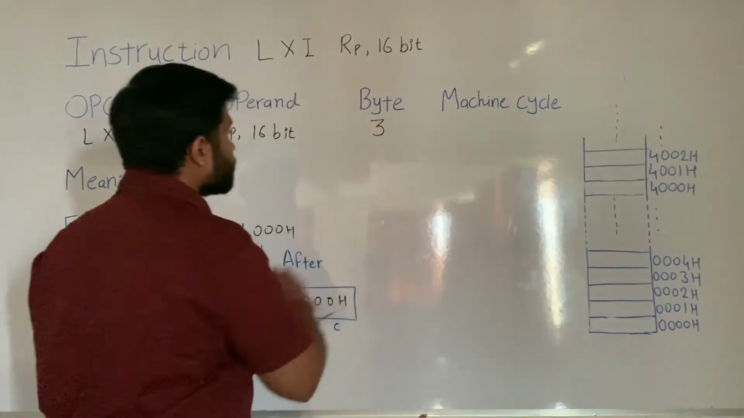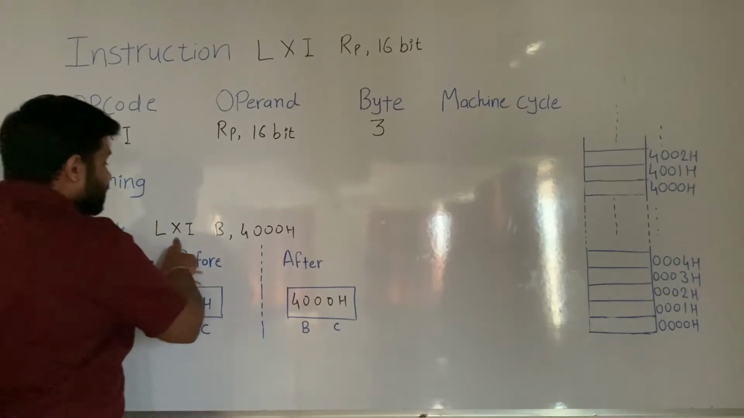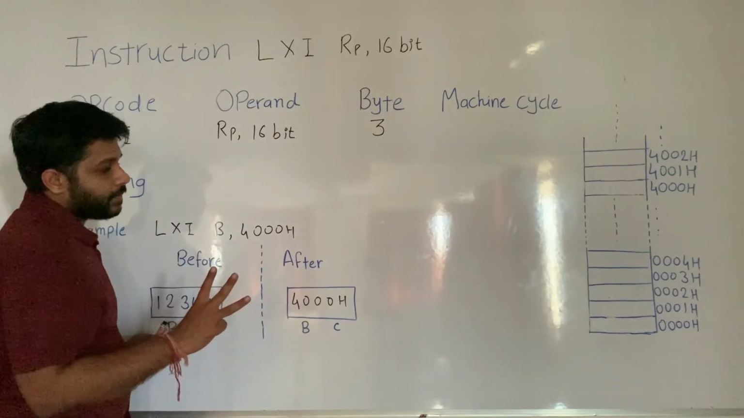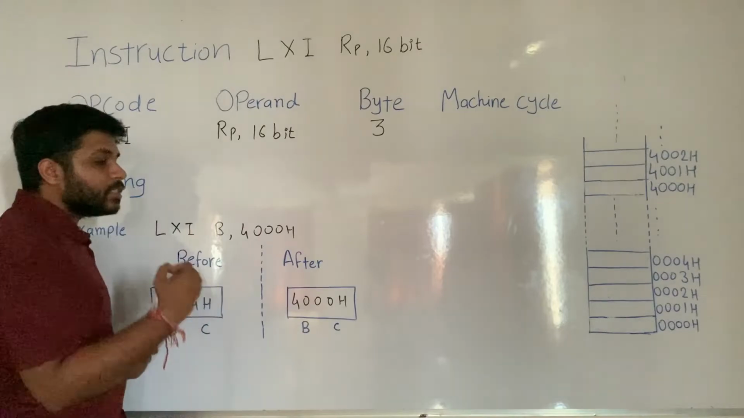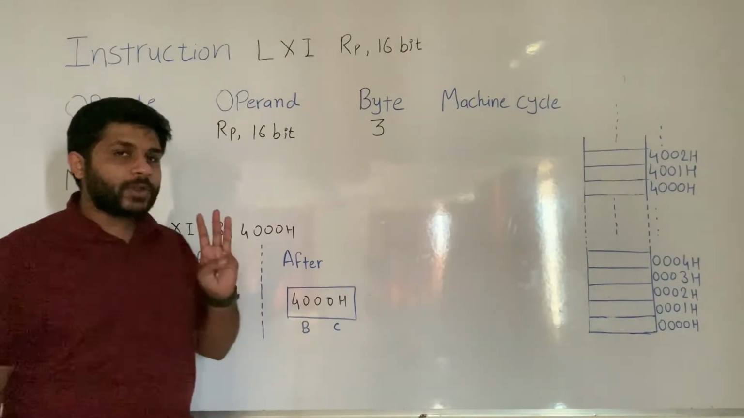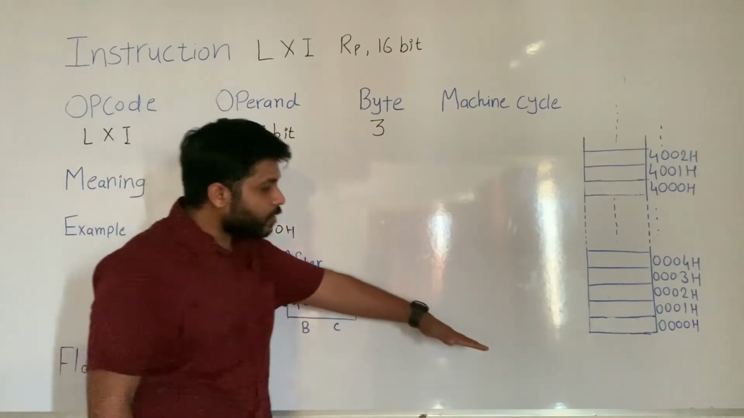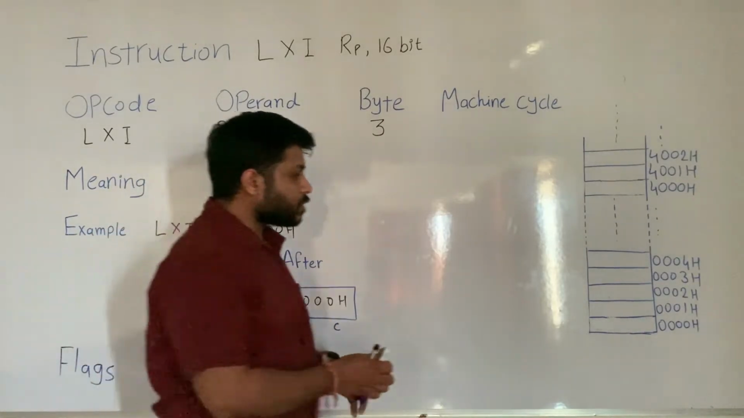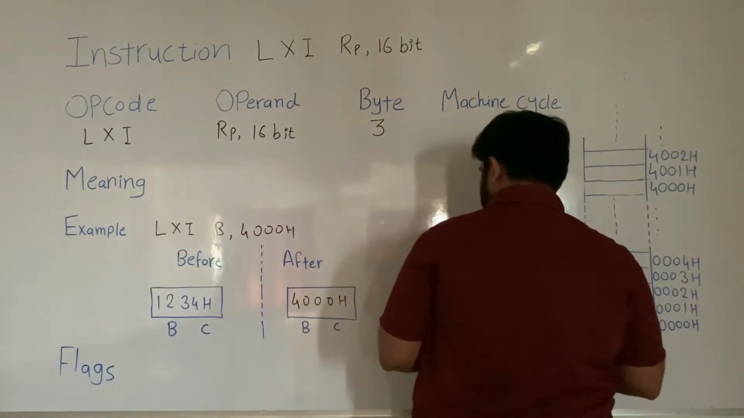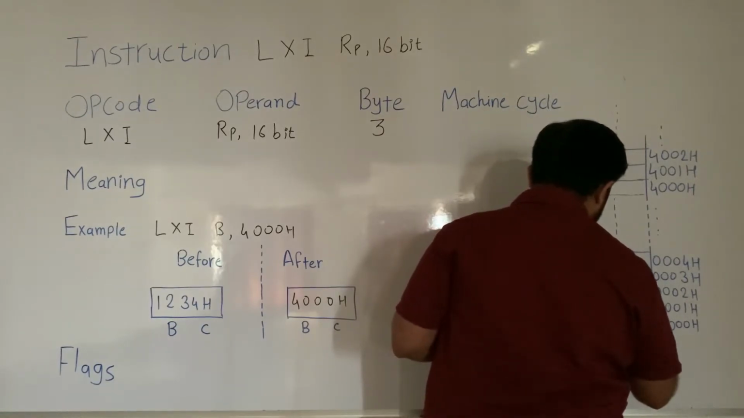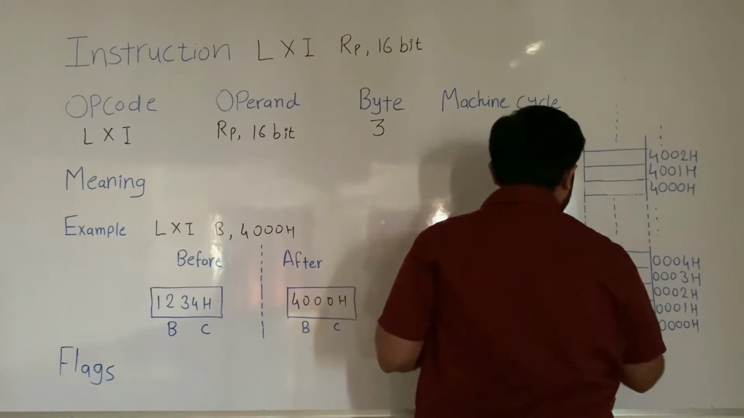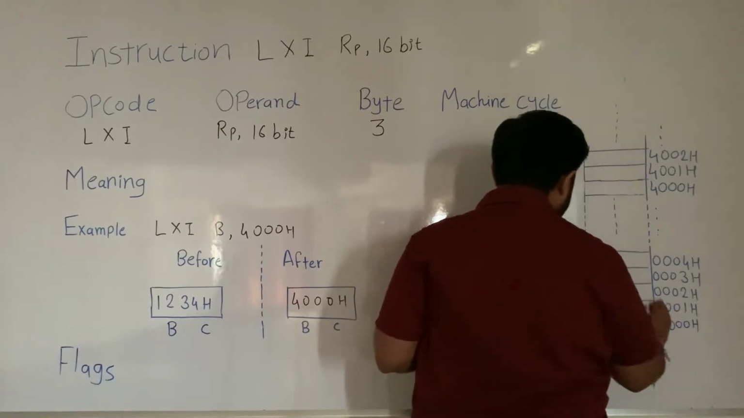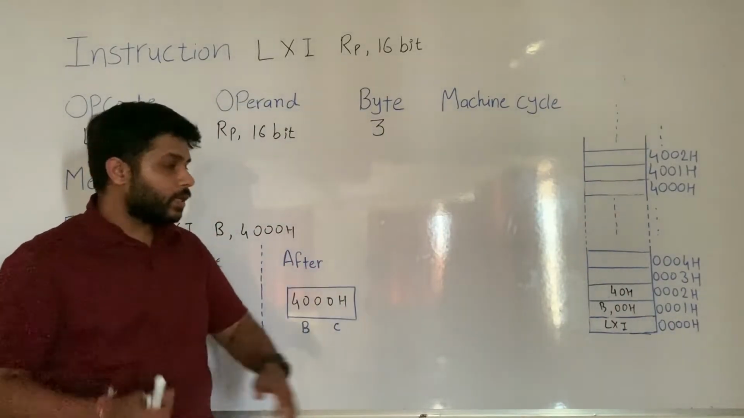Now let's see the machine cycle. You know that this instruction is of 3 bytes. It means when you give this instruction to the memory, it will occupy 3 memory locations. So the instruction will be stored from the starting location. In the first location, the opcode will be stored, which is LXI. In the next, the lower byte of the address will be stored, which is 00H, and in the next location, the higher byte of the address is stored. So the instruction is stored in the memory.